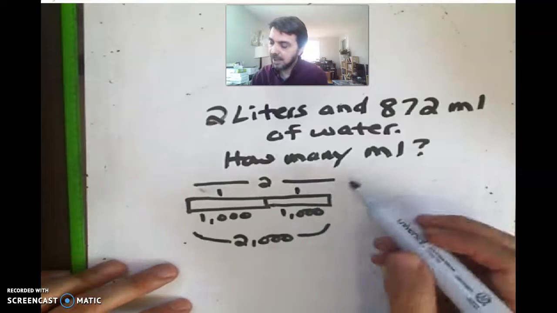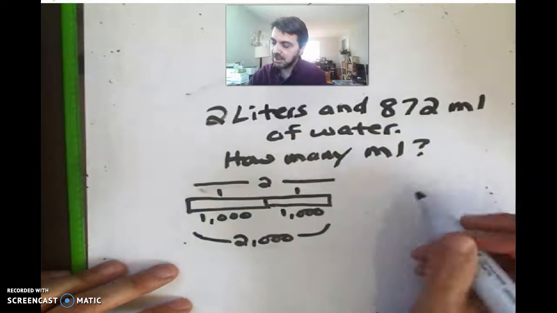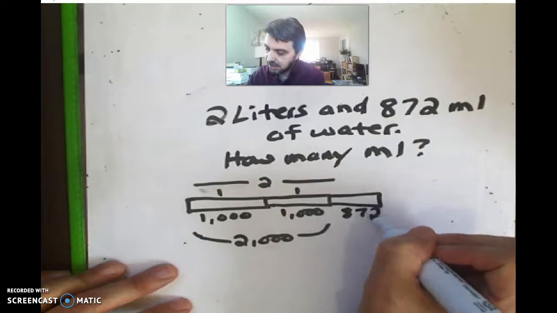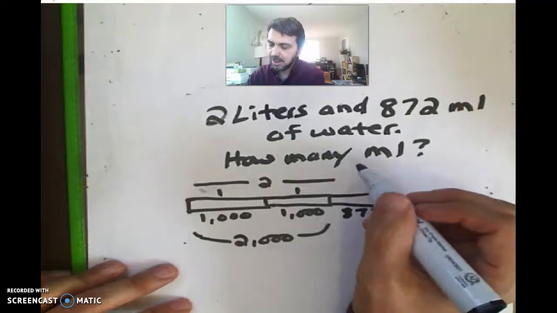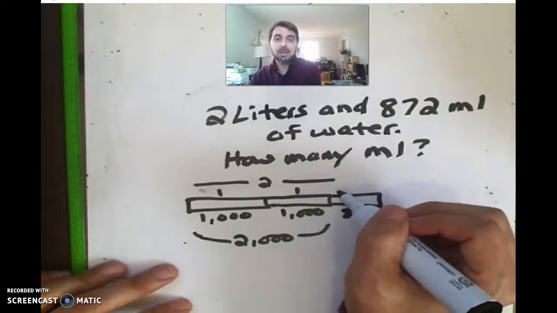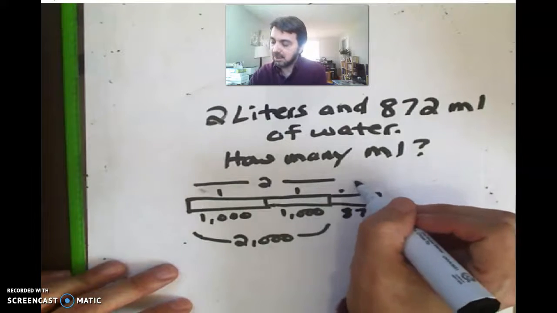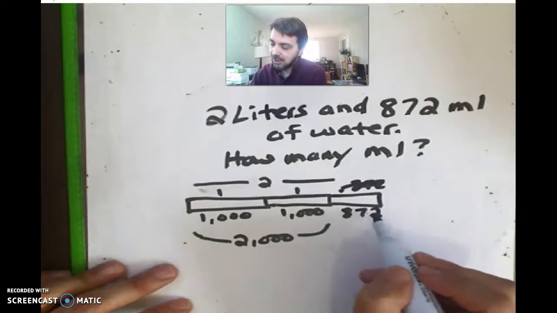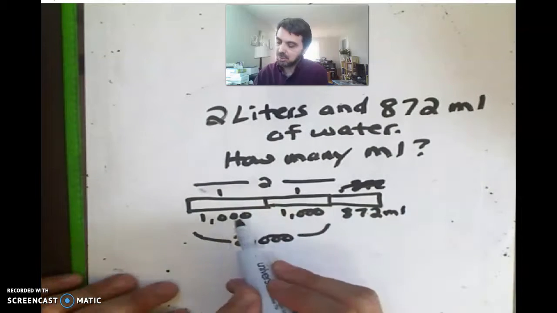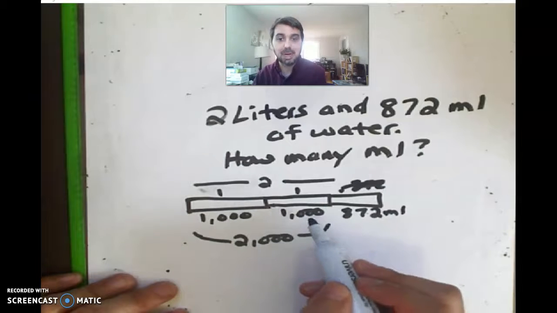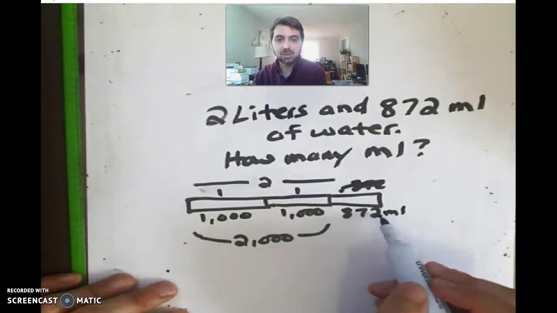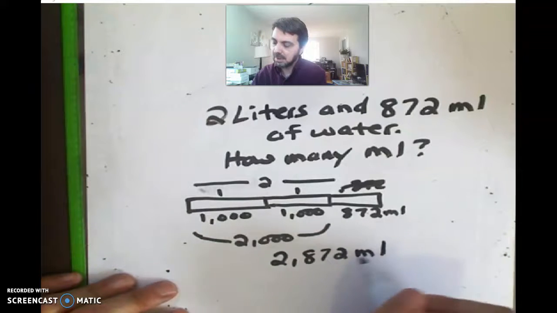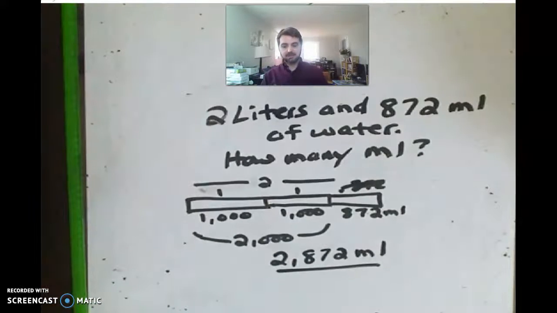And then it says, and 872 milliliters. We have to add that on. So this is 872. I don't know how many liters that is. That would actually be a decimal. It would be 0.872, but we're not there yet. Don't worry about that. So we have another 872 milliliters. So 1,000 plus 1,000 is 2,000, plus another 872, right? That gives us 2,872 milliliters. Okay, does that make sense?